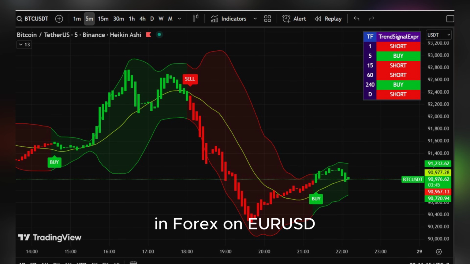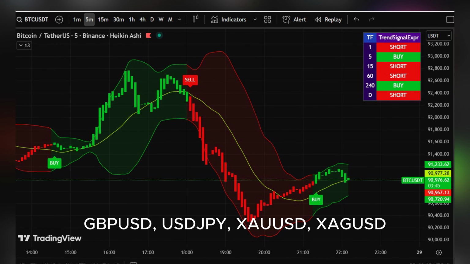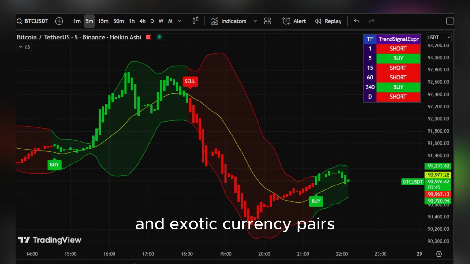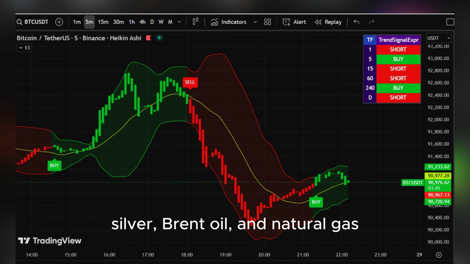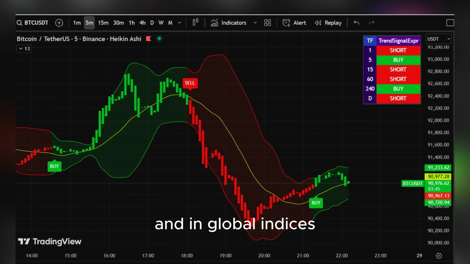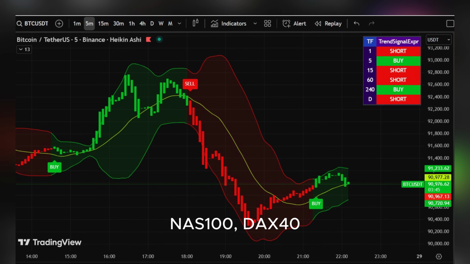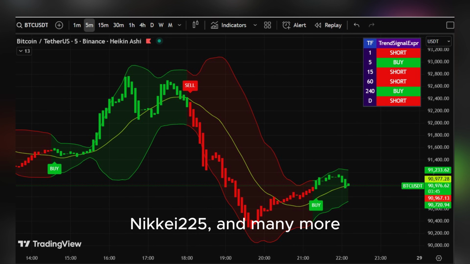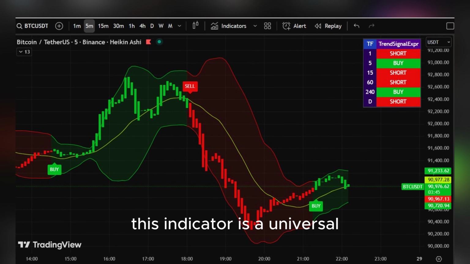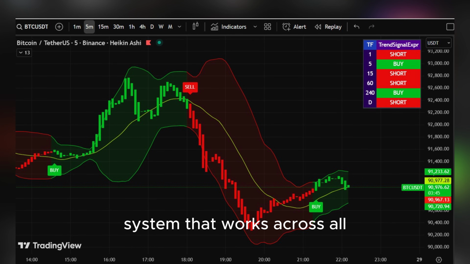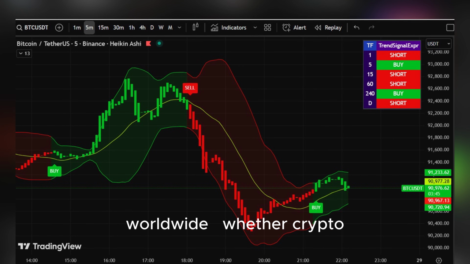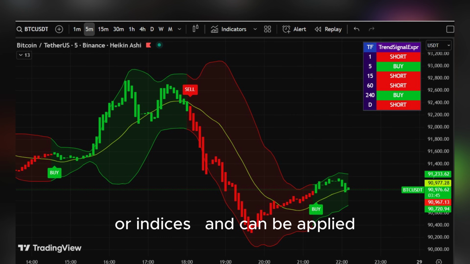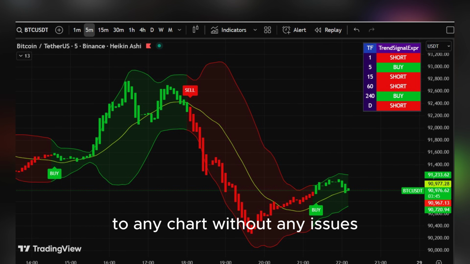In Forex on USD, GBP/USD, USD/JPY, xauusd, as well as on all major, minor, and exotic currency pairs. In commodities such as gold, silver, Brent oil, and natural gas, and in global indices such as SPX 500, NAS 100, DAX 40, FT 700, CAC 40, Nikkei 225, and many more. In other words, this indicator is a universal trend-following system that works across all financial markets worldwide, whether crypto, stocks, forex, commodities, or indices, and can be applied to any chart without any issues.